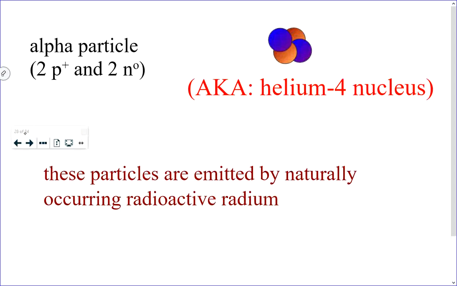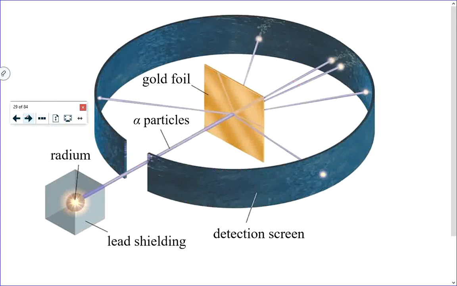So what's an alpha particle? It turns out that an alpha particle is 2 protons and 2 neutrons bonded together. Later on in the course, by the time we leave for Christmas probably, you will learn that another name for an alpha particle is a helium-4 nucleus. But the bottom line is it's 2 protons and 2 neutrons, and these particles are emitted by radioactive radium. So this is his apparatus in a nutshell. This is the diagram or the photo or the image that you're looking at.